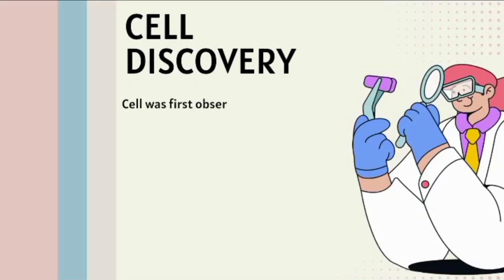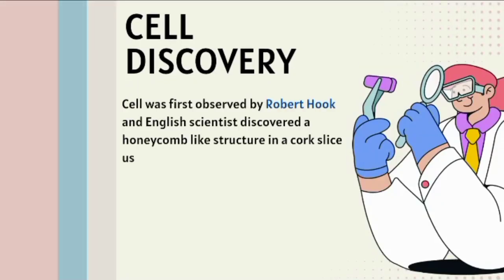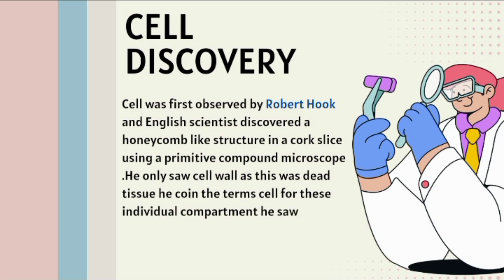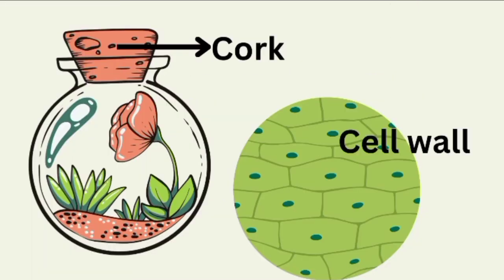Cell was first observed by Robert Hooke, an English scientist who discovered a honeycomb-like structure in a cork slice using a primitive compound microscope. He only saw cell walls, as this was dead tissue. He coined the term cell for these individual compartments he saw.